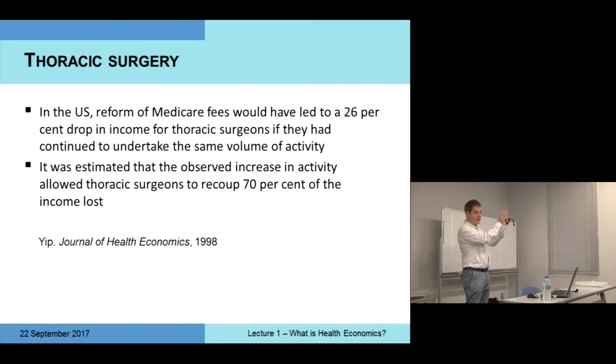So there was the existing fee structure, it was changed. If these surgeons continued to behave in exactly the same way, their income would have dropped 26%. And what they observed was an increase in activity by thoracic surgeons, which allowed them to recoup or get back 70% of the lost income. Now again, it may just be coincidence, but that's what they found.